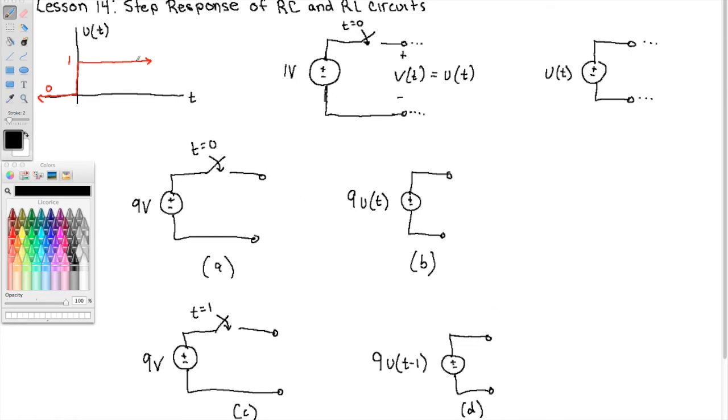So the unit step is a convenient way of representing this idea of a voltage source being switched into a circuit. And I do want to point out that this also works for current sources as well. When current sources are switched in and out of circuits, we can use the unit step. All right. I'm going to erase this.